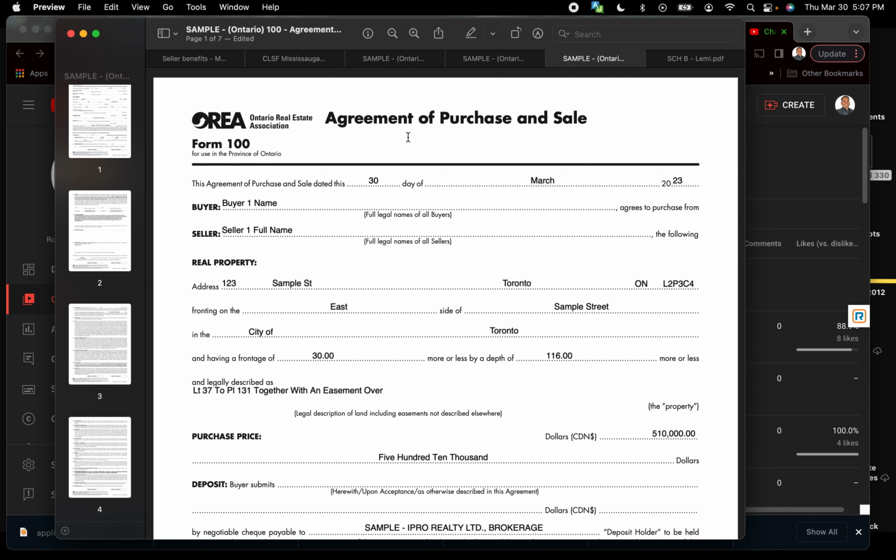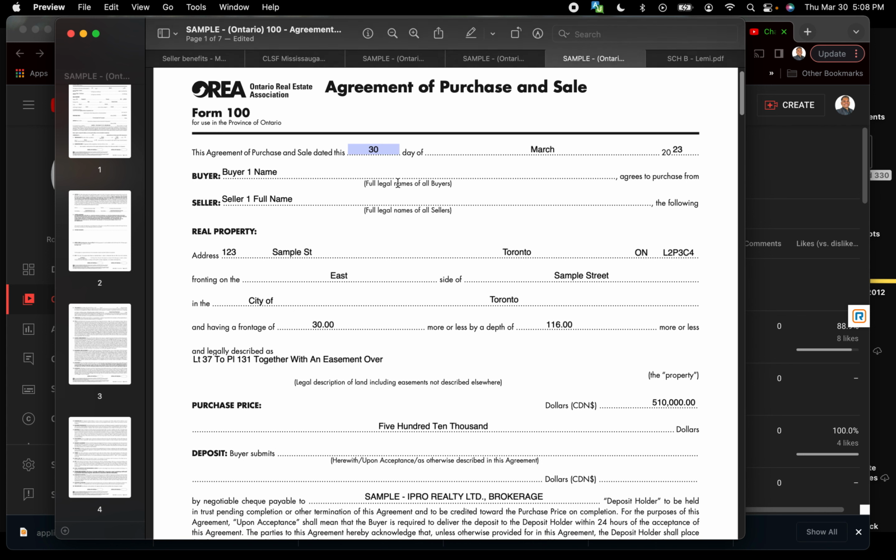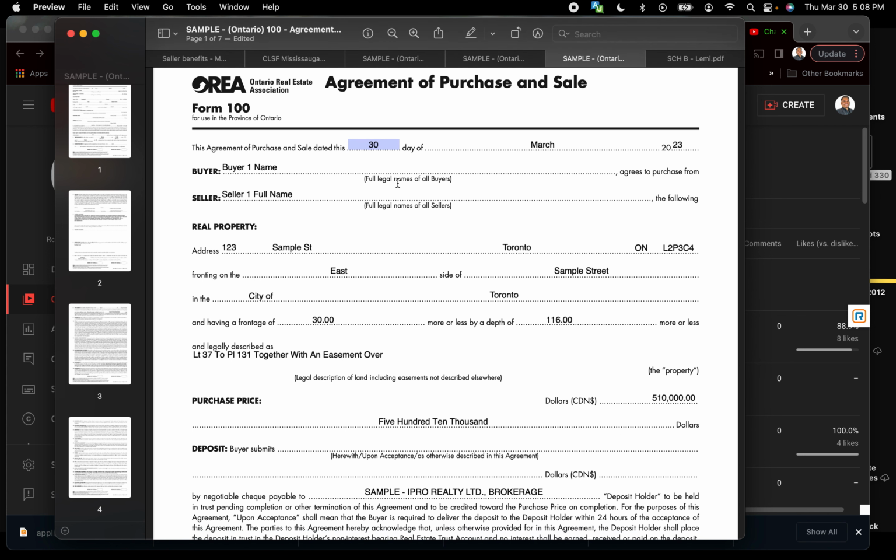All right. So this is the actual agreement. And again, this is one of the more important parts of the offer that we will be creating. Depending on the property we're offering on, it's either Form 100, which is for a freehold, meaning a property without a maintenance fee, or Form 101, which means there's a maintenance fee. I'll go through it and highlight the places of the agreement that are more important than the others.